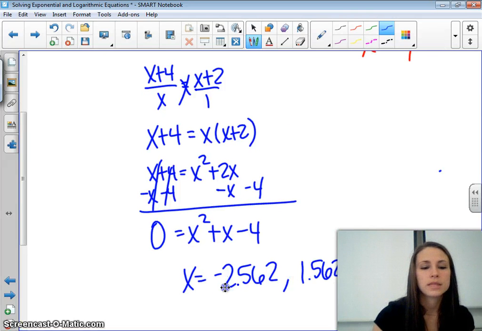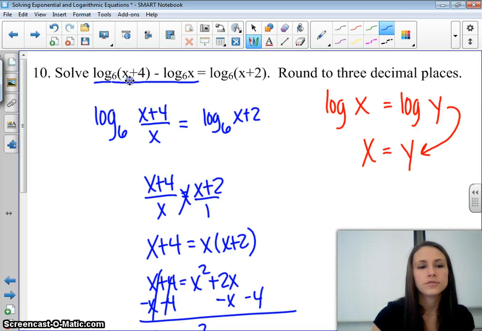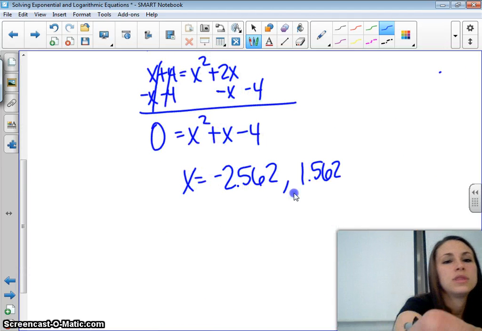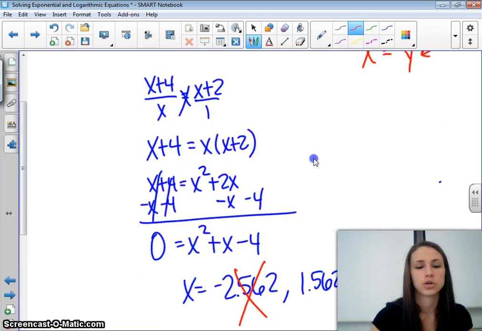So if I plug in this negative 2.56 number, negative 2.56 plus 4, this is going to be positive, so it's okay there. But when I plug it in right here, I'm just going to be plugging in a negative number into this log, and I can't do that. So this one is not going to be a solution to this problem. Let's check this one and make sure.